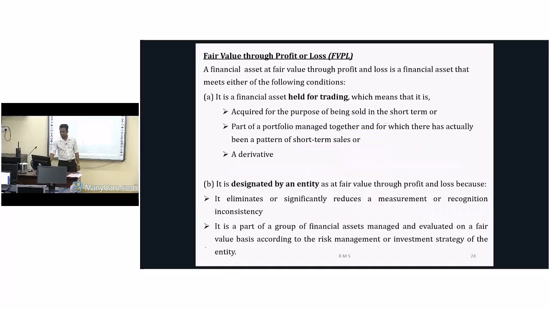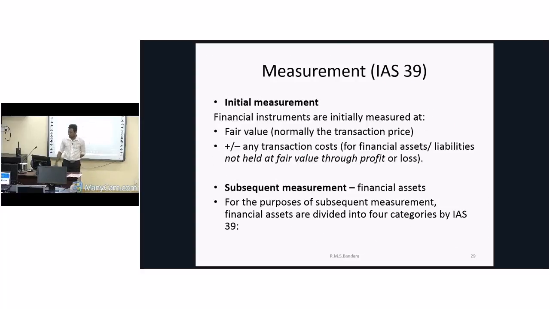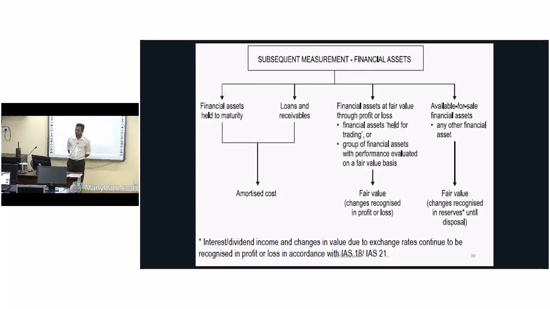Also we learned about subsequent measurement. In subsequent measurement relating to those four, if you can remember, held to maturity and loans and receivables are recognized at amortized cost. Financial assets at fair value through profit and loss we remeasure to fair value at the end of each year, and the difference we charge to the profit and loss account. Available for sale we also remeasure at fair value at the end of each year, and the difference we recognize as part of equity, right? At the time of disposal we need to charge it to retained earnings, so the profit and loss account. So that's what we learned under the previous classification.